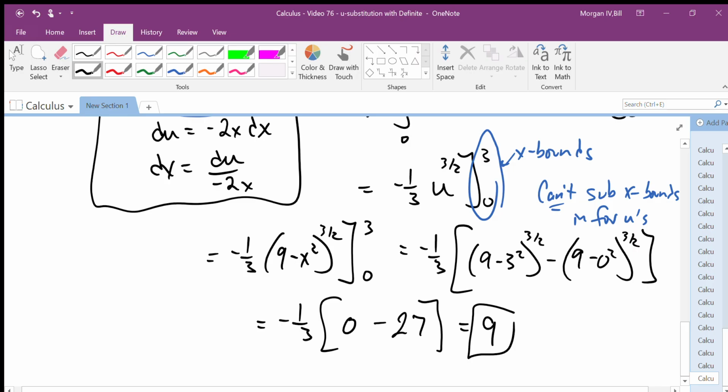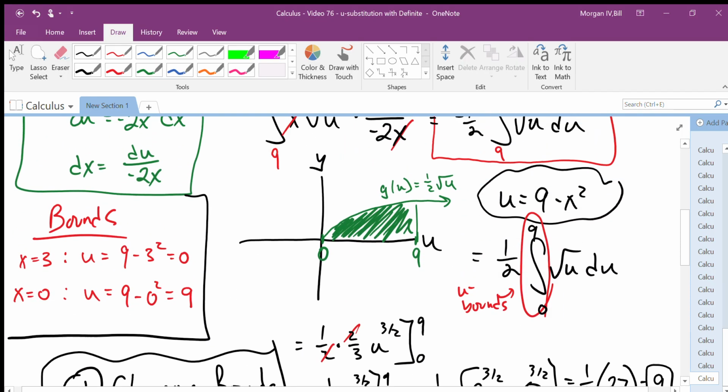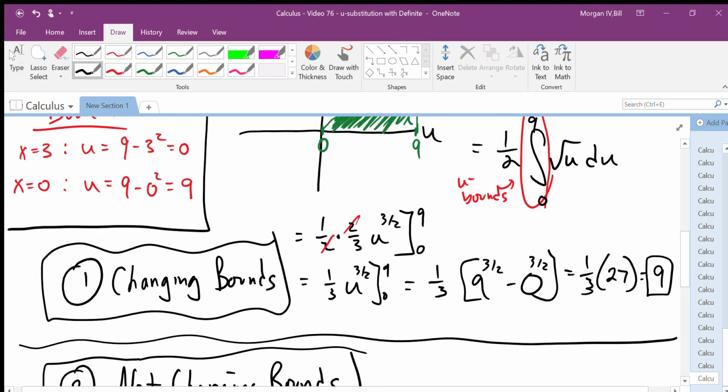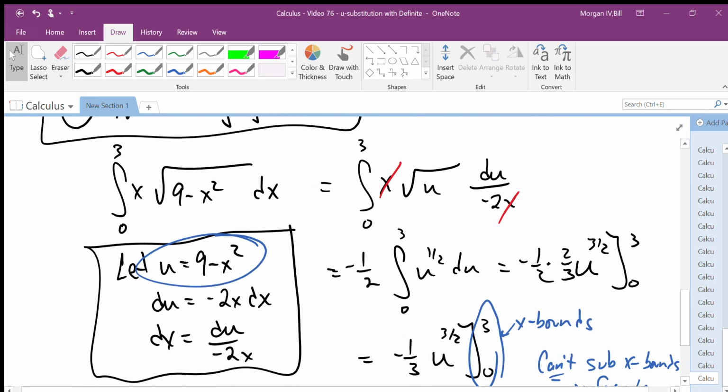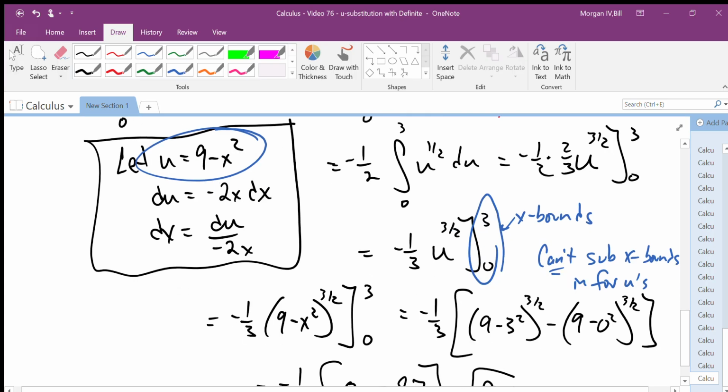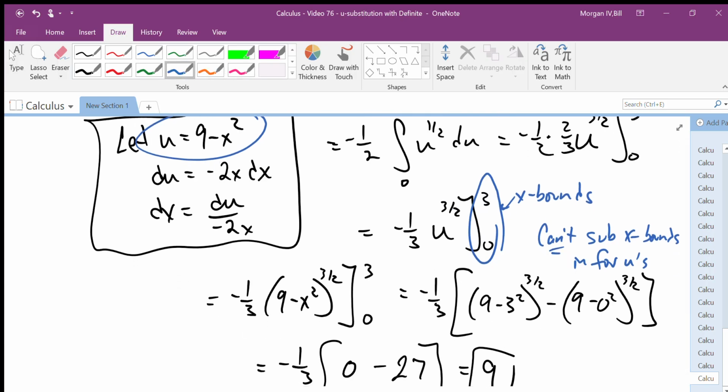But I know myself, and I know that I'll occasionally plug the 0 and 3 into the u without changing back to x's first, so I take care of that right away. I like to change my bounds, and then I don't have to worry about it. Once I have the 0 and 9, I can plug those into the u, get an answer, and I'm done. However, if you prefer not to change your bounds, that's also perfectly fine. You can do the integration with u substitution. Just please make sure that you replace the u with, in this case, 9 minus x squared before you substitute in the bounds.